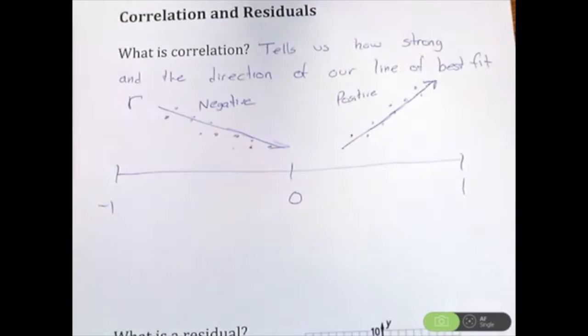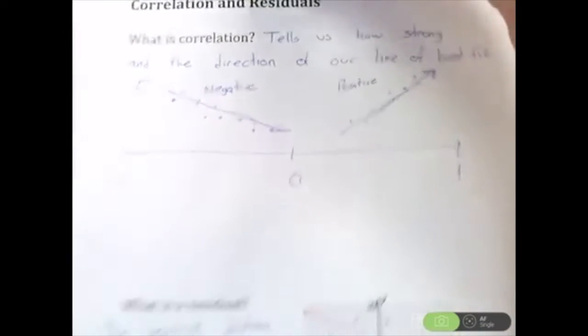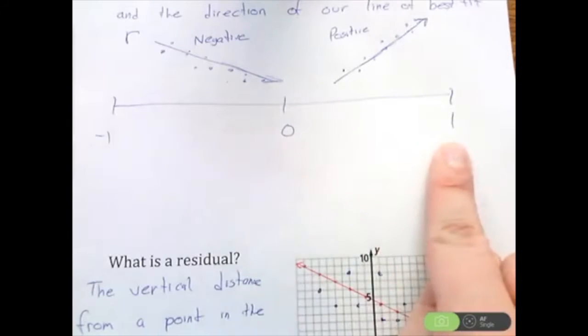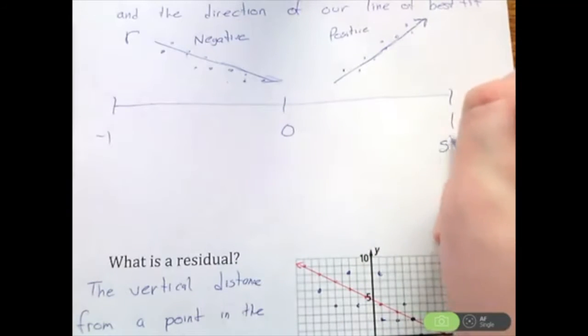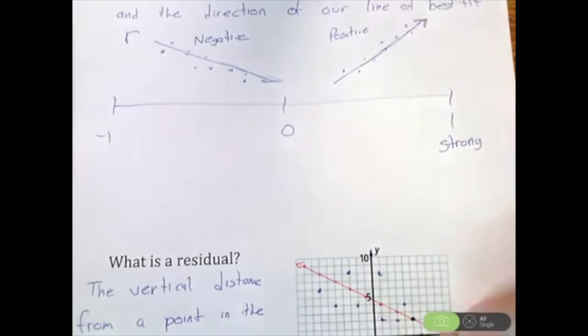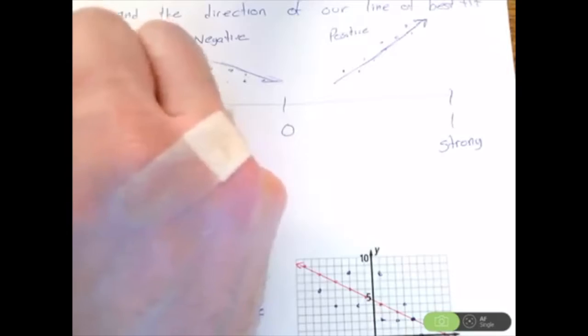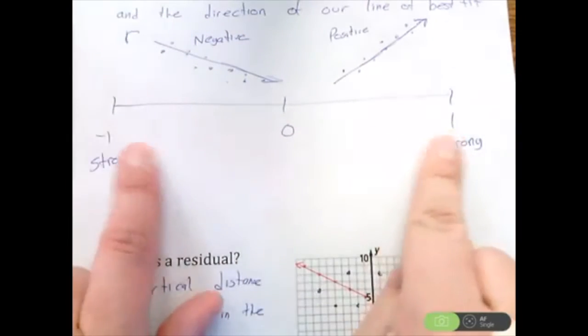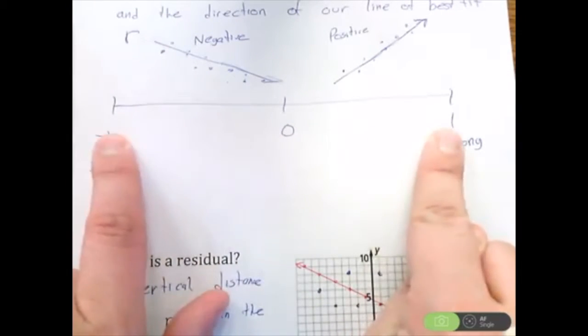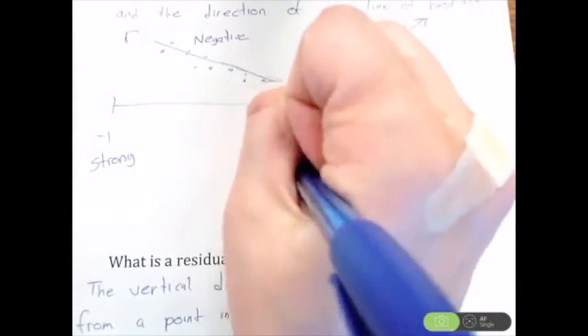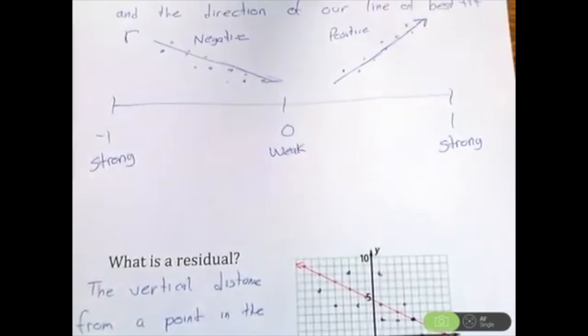The other thing it's going to tell you is how strong our line of best fit is. It can be a little bit tricky. If our number is really, really close to 1, it's going to be a strong fit. If it's really, really close to -1, it is also a strong fit. So the closer we are to 1 or -1, the stronger we are. If we're close to 0, that means it is a weak fit.